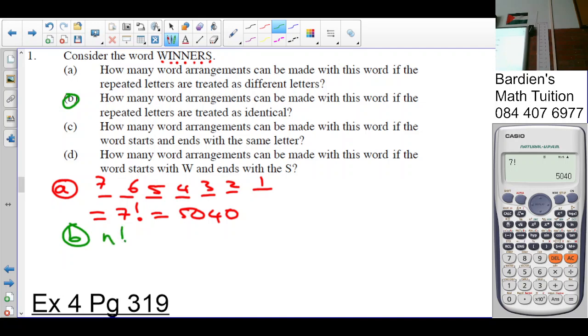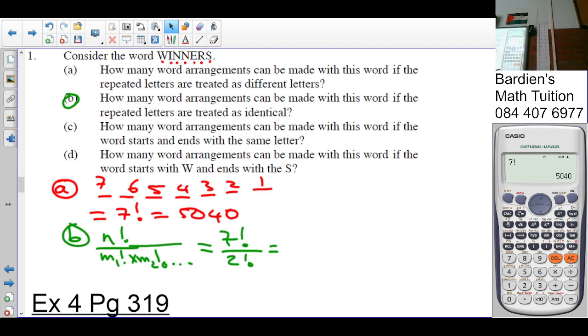So it's m factorial over m1 factorial times m2 factorial and so on. So how many letters are there? 7. So it's 7 factorial. Which letters are repeated? The n. So it's only 2 factorial. Somebody work that out? Okay, divided by 2. 2520. 2 factorial is 2 times 1. Okay. Let's look at C.